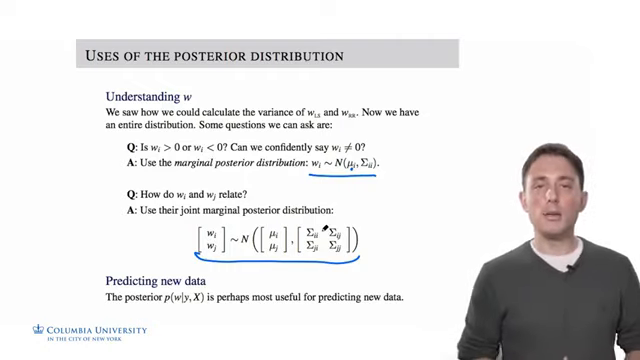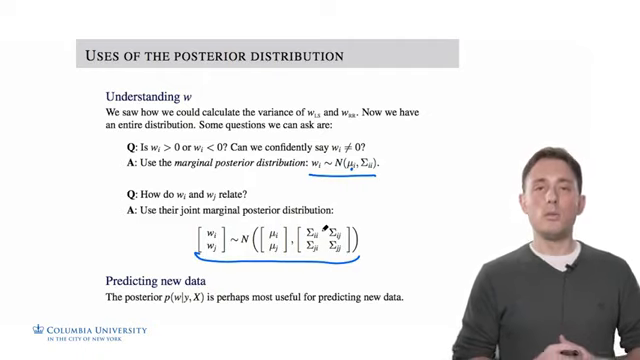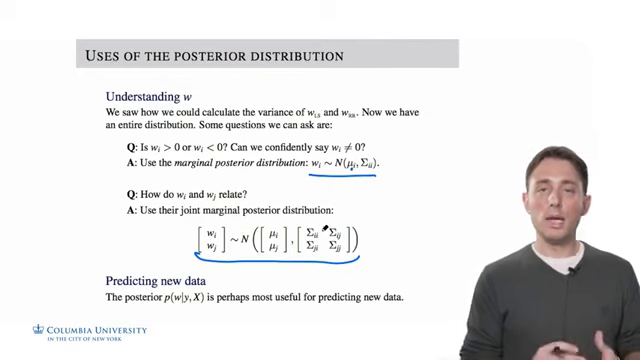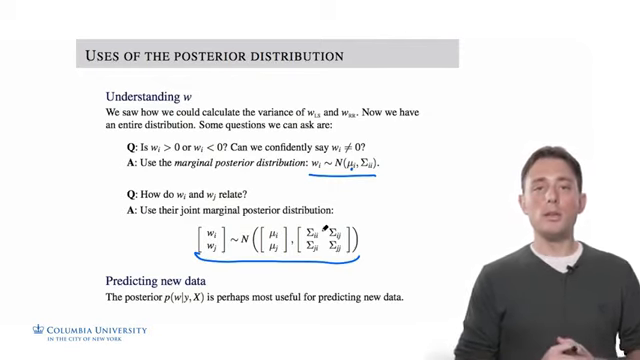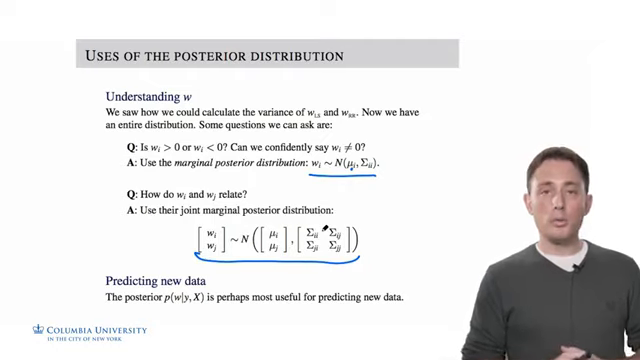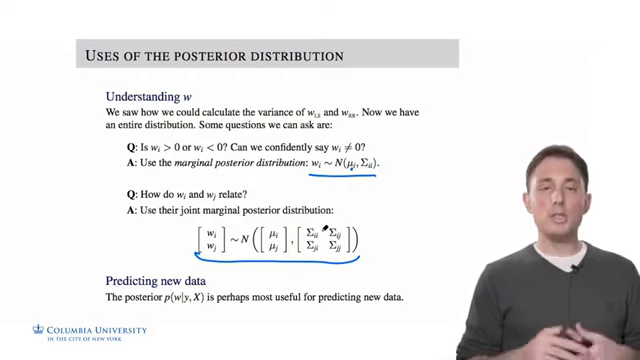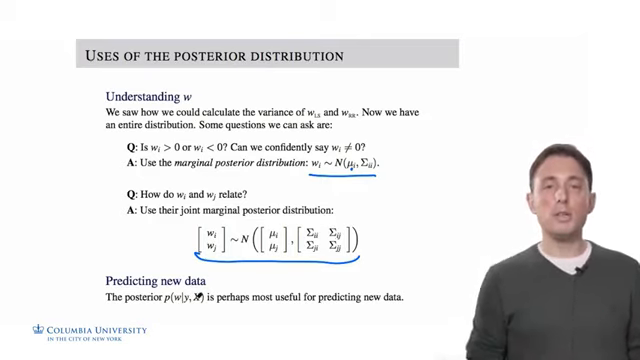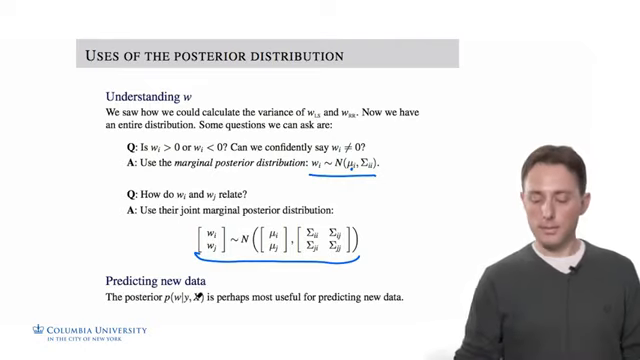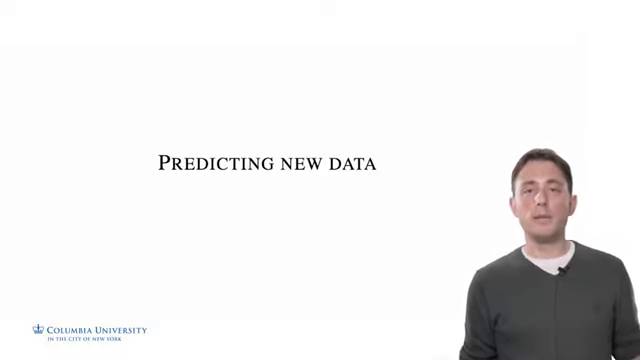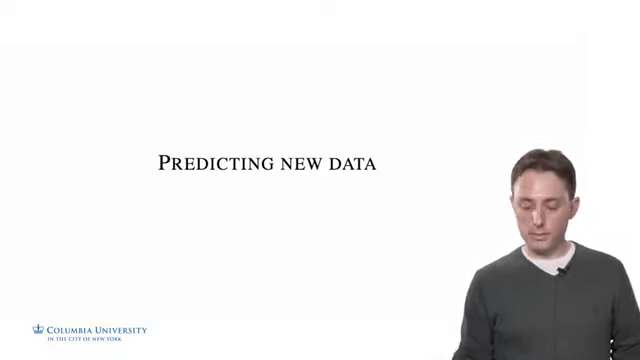So these are things that we can calculate in order to understand what we think the values of the regression coefficient vector W will take and how they relate to the covariates X. But also important, and perhaps more important, which I want to discuss next, is the procedure of predicting new data given the old data. We can use the posterior to help us make predictions for new data. So let's look at how we can make predictions for new data using Bayesian linear regression.